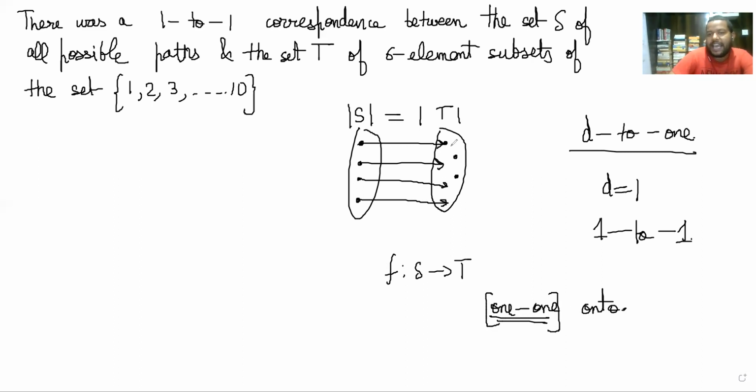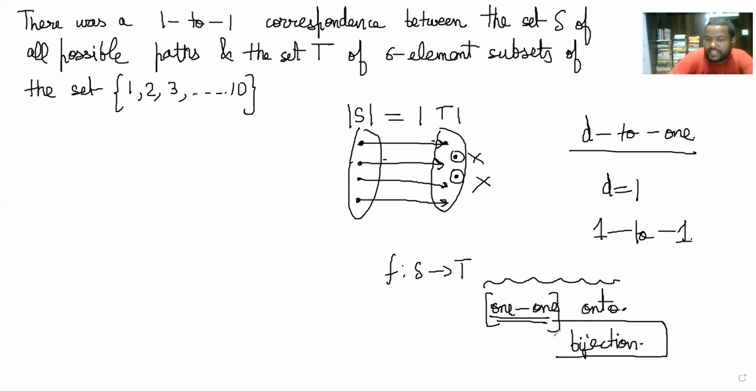1-1 means every element here has only one input here. Onto means there is nothing like this. These elements are not allowed, which have no inputs in S, right? So basically, there are equal numbers of elements in both the sets, and 1-to-1 links are there. That is a 1-1 onto function. A 1-1 onto function is sometimes called a bijection. So that is why the title of the video is Bijective Proofs.